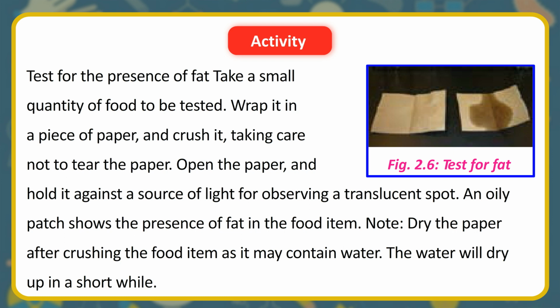Activity. Test for the presence of fat. Take a small quantity of food to be tested, wrap it in a piece of paper, and crush it, taking care not to tear the paper. Open the paper, and hold it against a source of light for observing a translucent spot. An oily patch shows the presence of fat in the food item. Note: dry the paper after crushing the food item as it may contain water. The water will dry up in a short while.